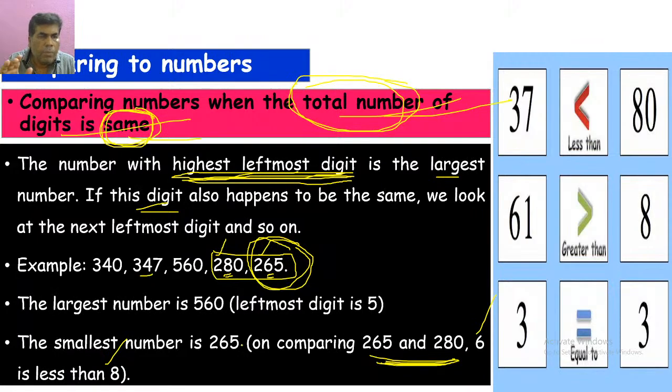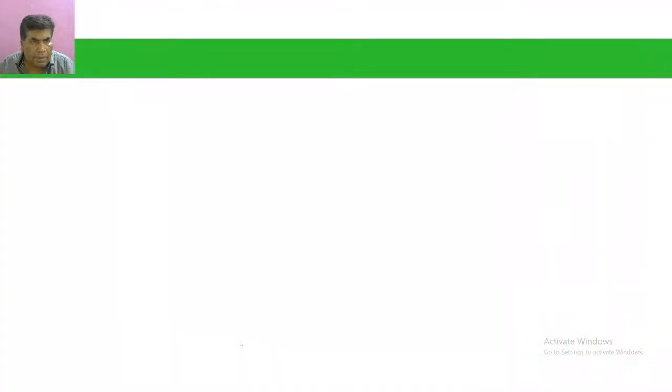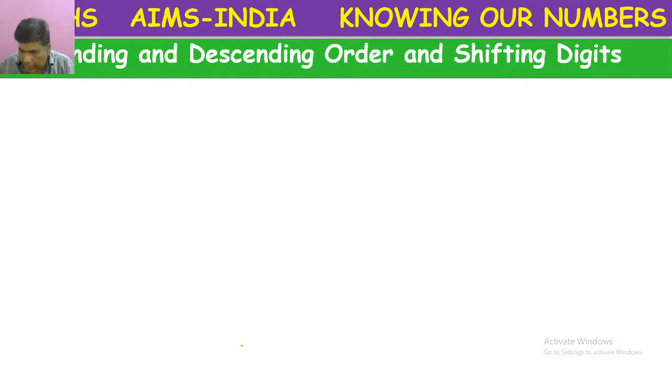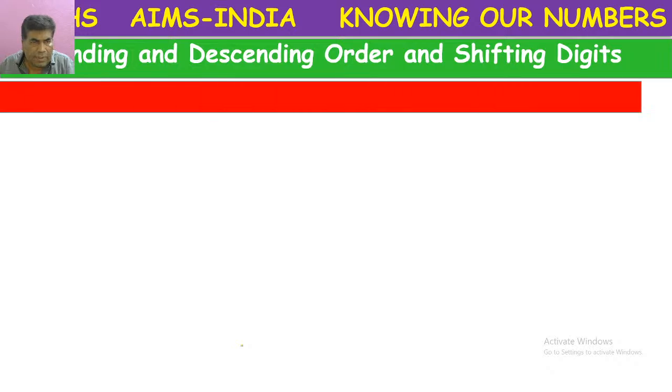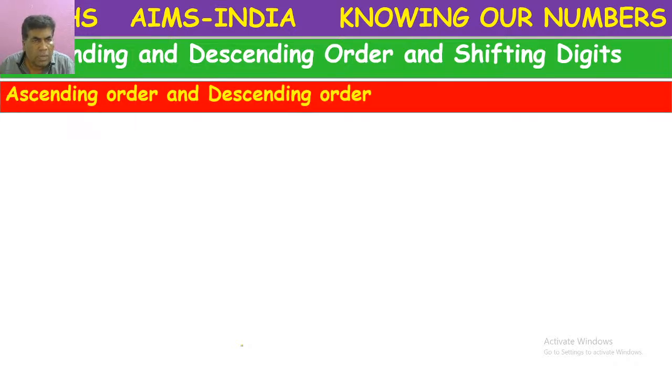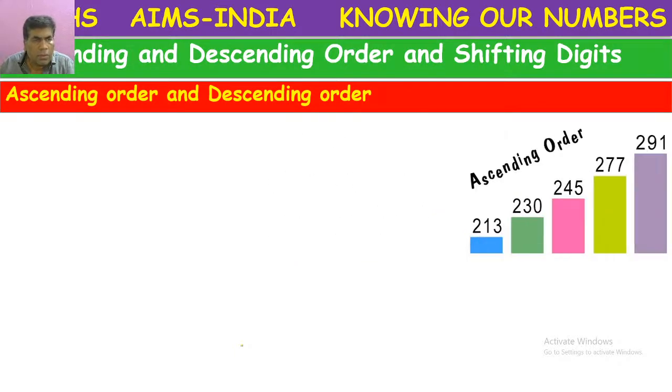So like that we can compare the numbers, whether the number of digits is the same or different. With the help of these symbols, we can compare the numbers. So next, ascending order, descending order and shifting digits. First, let's see ascending order and descending order. Actually these are basics you might be learning from your 3rd class onwards.